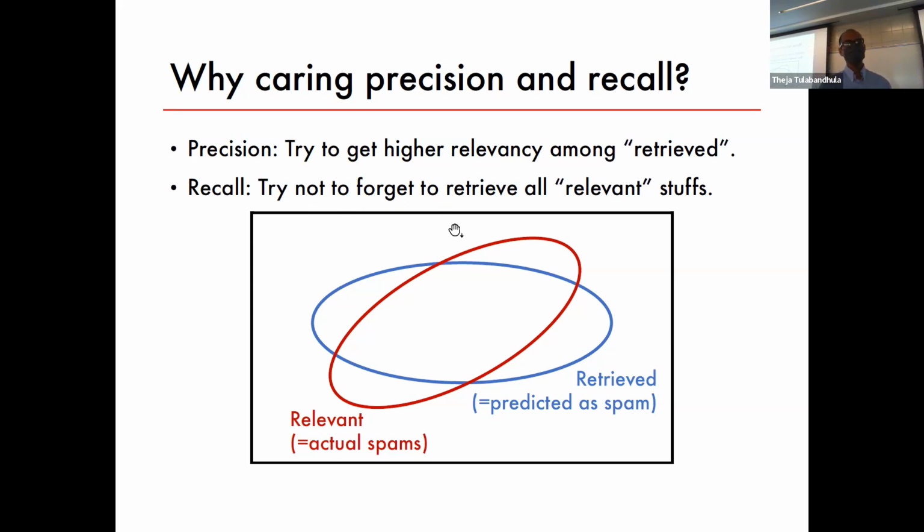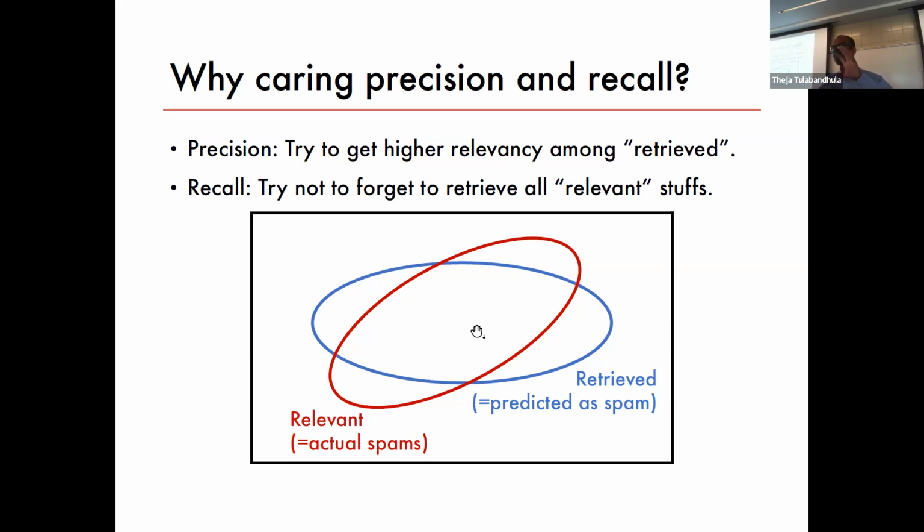So what is this picture here? It's just a mental model, an illustration to show what's relevant. Relevant is the ground truth, red is ground truth. And what is retrieved are the things that you are saying are the positive class. Let's really focus on the positive class. They may be different. That's all this illustration is trying to say.